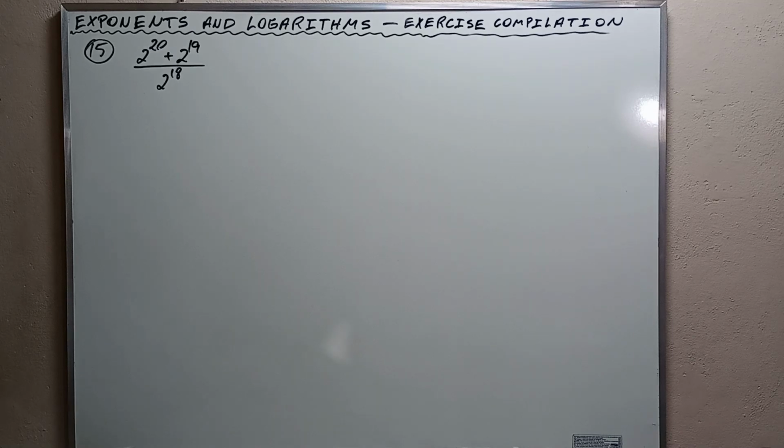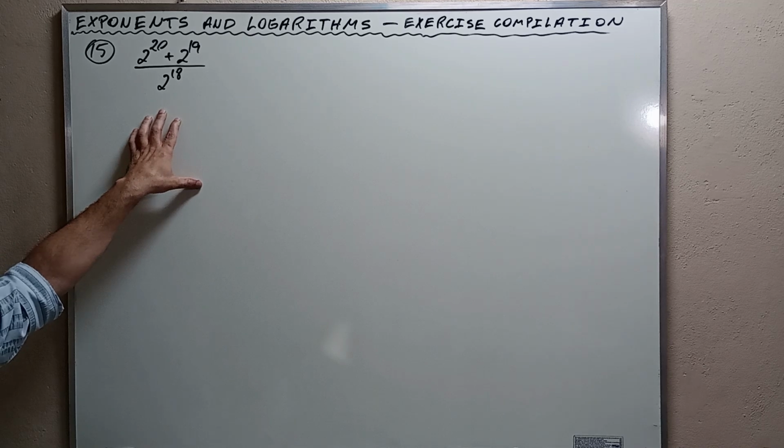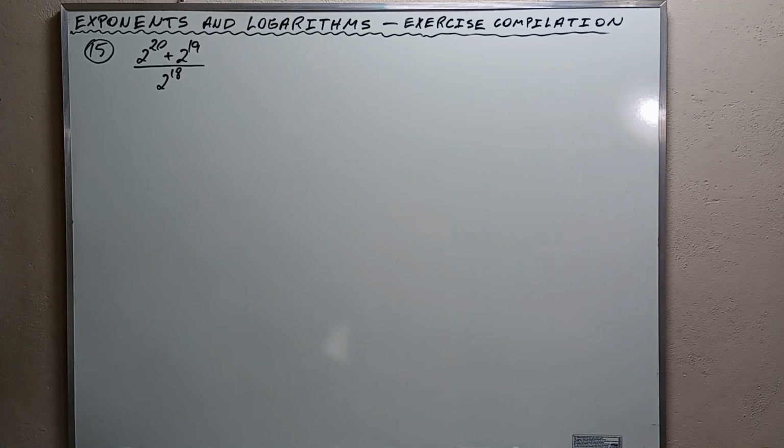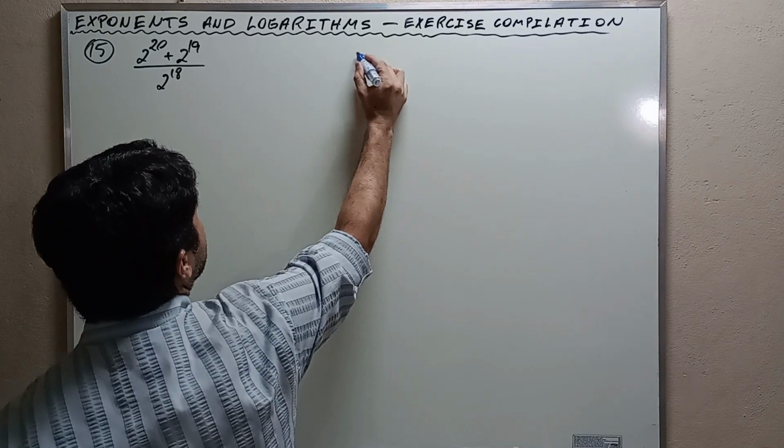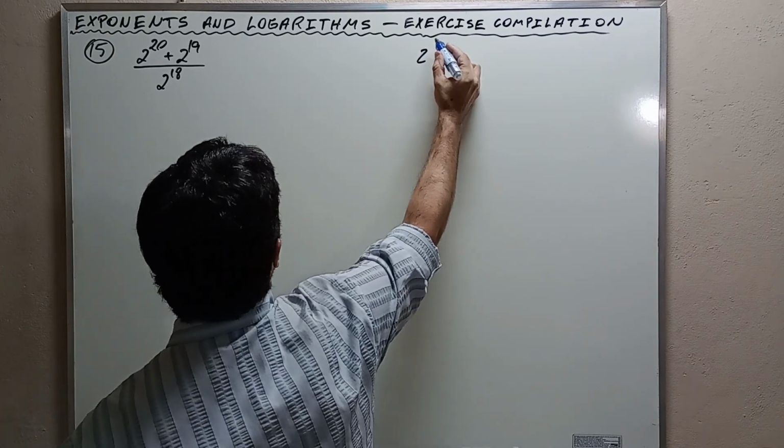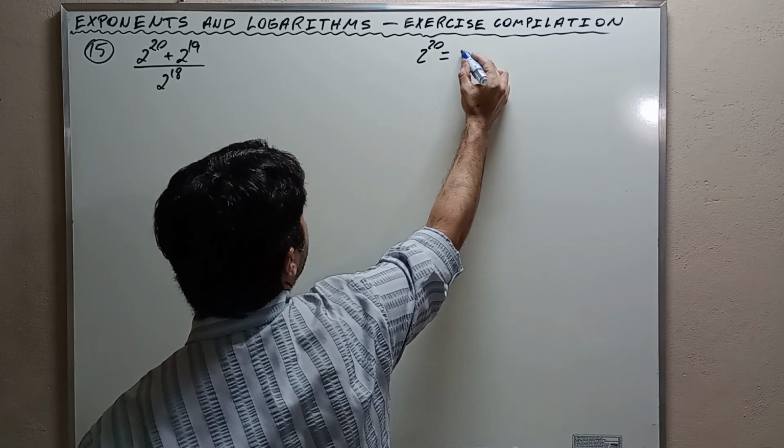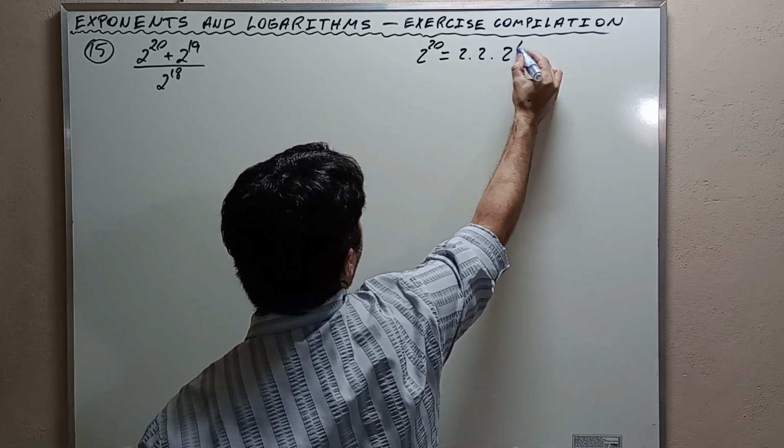Exercise number 15. Simplify this. Okay, my friends? How can we do this? The only technique that I can see is that we shall write all terms with respect to 2 raised to the power of 18. How? See that 2 raised to the power of 20 is equal to 2 times 2 times 2 raised to the power of 18.